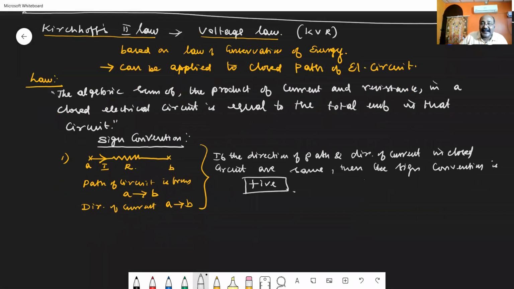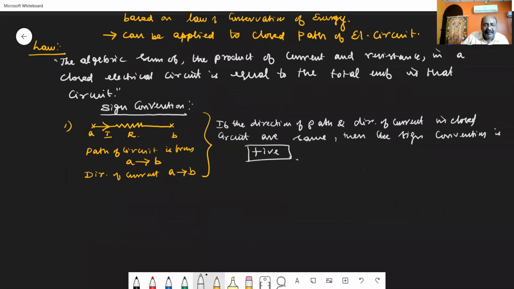Then what is the second one? So I am considering the second convention. I am taking the same diagram. So one end is A, another end is B. In between, a resistance R is connected.